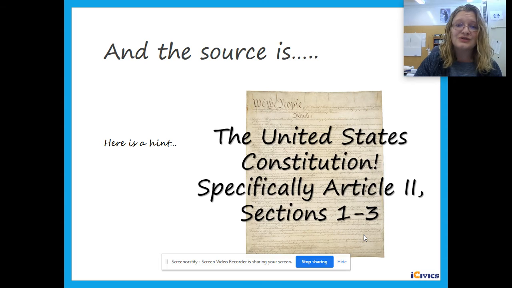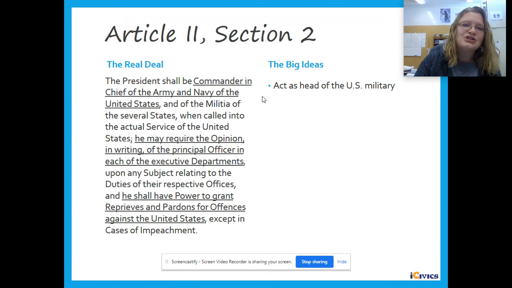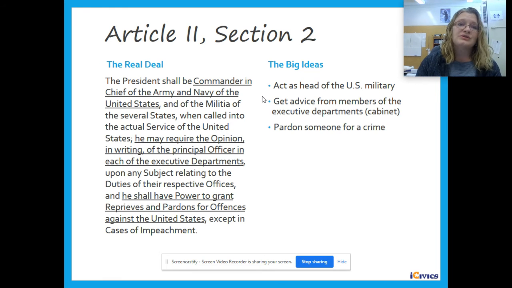So if we look at the Constitution a little closer, specifically in Article 2, Sections 1 through 3, it tells us exactly what the president does. So the real deal here, on the left-hand side, on the right-hand side, I'll narrow it down. So the first underlined section, Commander-in-Chief of the Army and Navy, means he heads up the U.S. military. He is the Commander-in-Chief. He gets advice from members of the different parts of the executive department, and we'll show what that means in the next slide. His next power is that he can pardon someone who's done a crime, meaning he can say that they will not be disciplined and they are free to go, should he choose to do so.